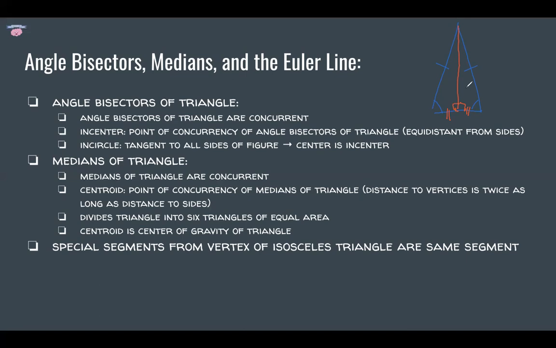But what about angle bisector? Well, that's also easily proven through CPCTC. We know that these two triangles are congruent, which means this angle is congruent to this angle. It's an angle bisector. Easy to prove just using congruent triangles.